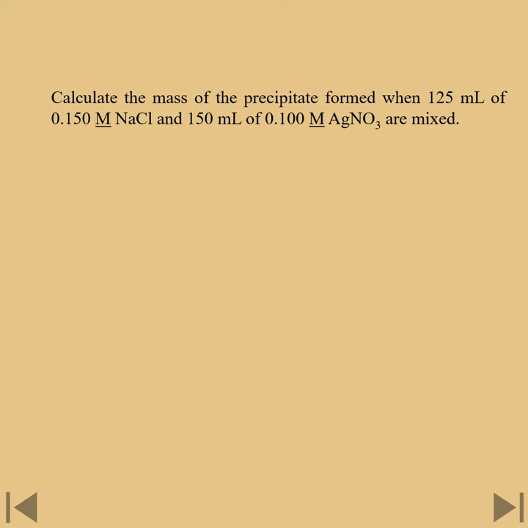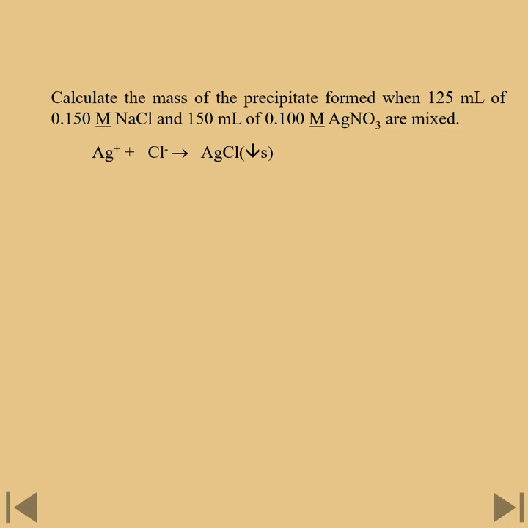125 milliliters of 0.150 molar sodium chloride and 150 milliliters of 0.100 molar silver nitrate are mixed. Okay, we have a net ionic equation, so we need to balance that equation. And let's see, we know sodium is soluble with chloride. How about with nitrate? Yep, we know that. All group 1A metals are always soluble with everybody, and nitrate is always soluble with everybody. So we just need to check the silver and the chloride, and oh, they do form an insoluble precipitate. So that's the precipitate that we're after. And it's balanced, so it's a 1-to-1-to-1 reaction.